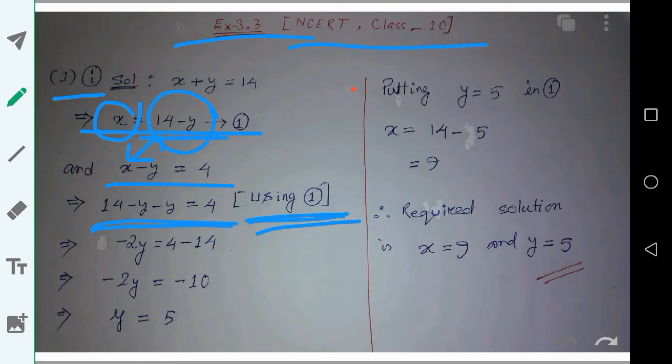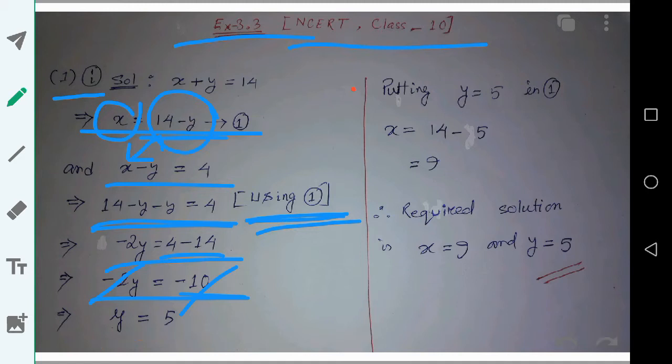Which implies minus y is equal to 4 minus 14, which implies minus y is equal to minus 10. 4 minus 14 is equal to minus 10, we all know, and cancel this minus by this minus, that gives y is equal to 5.